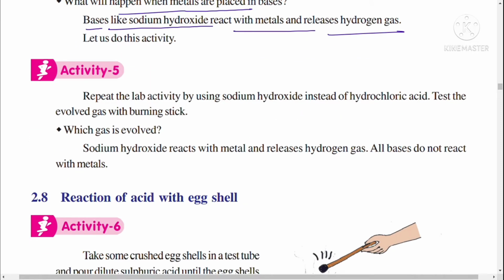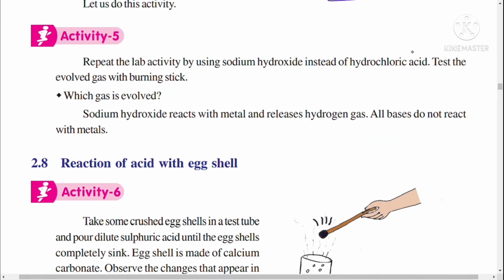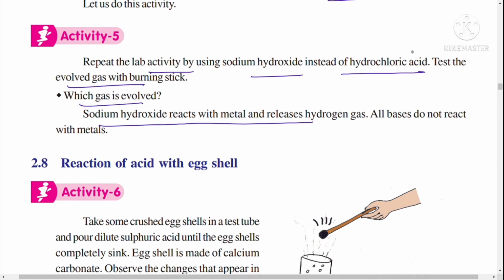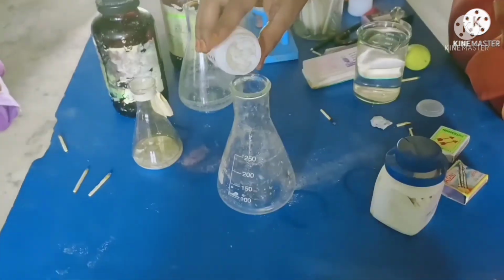Activity 5. Repeat the lab activity by using sodium hydroxide instead of hydrochloric acid. Test the evolved gas with the burning stick. Which gas is evolved? Sodium hydroxide reacts with the metal and releases hydrogen gas. All bases do not react with the metals. Only some strong bases react with the metals.